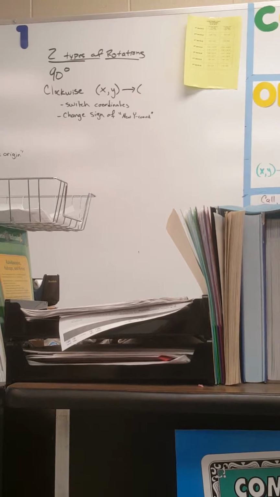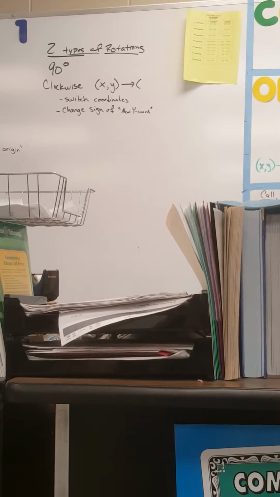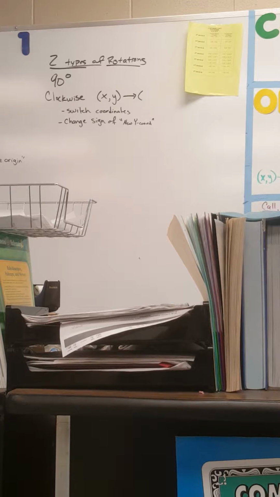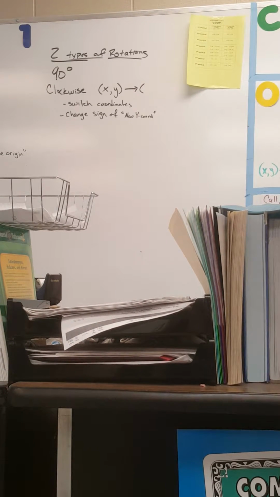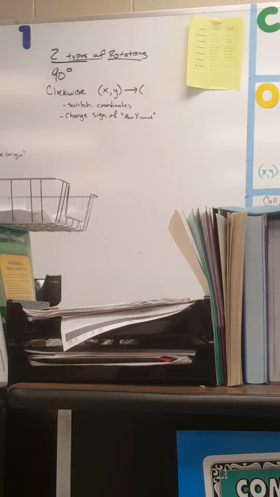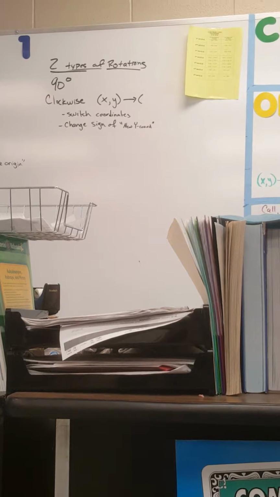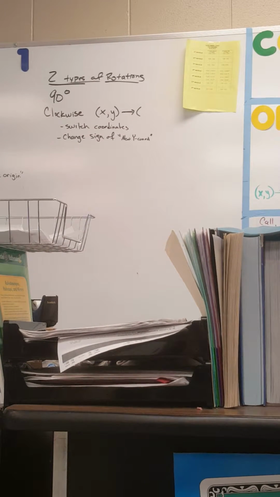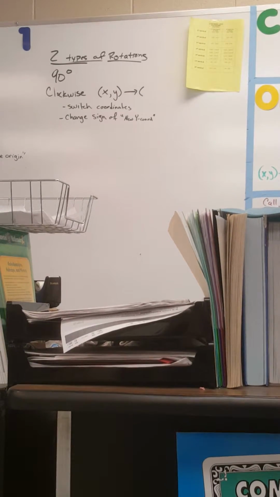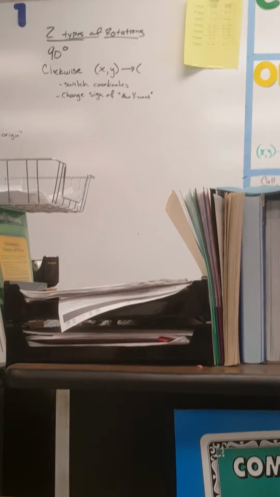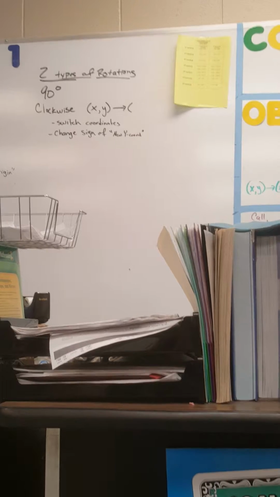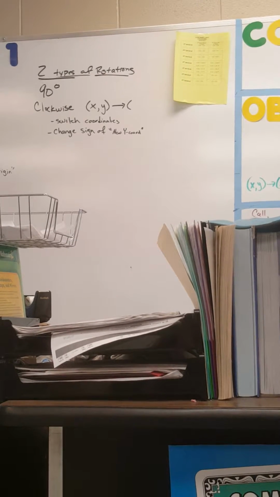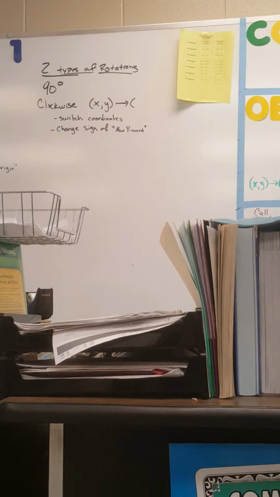What's the first thing it says? Clockwise, switch coordinates. So what does that mean for me to switch coordinates? You change the X point, so X becomes Y and Y becomes X. Now, what else does it say? Change the sign of the new Y coordinate so it becomes negative. So what should I put with this new Y coordinate? A negative sign. All right.